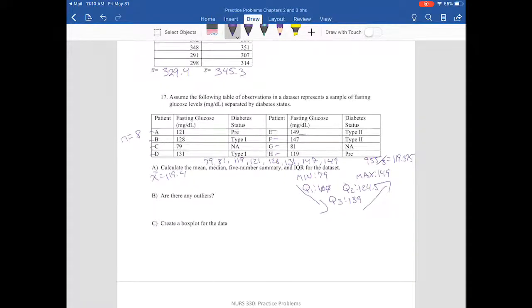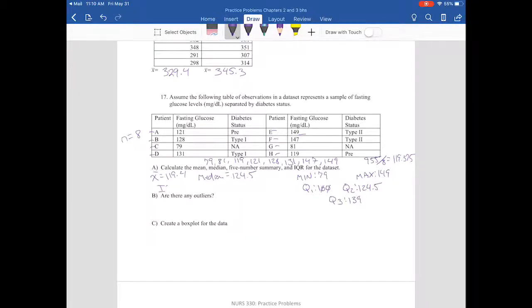Our median value is... I'm sorry. This part's off. I'm going to erase that. Sorry, everyone. Because remember, it goes from min, Q1, Q2, Q3, then max. Remember, Q2 is your median value here. So the median is going to equal 124.5, which is what your Q2 should be. So make sure you understand this ordering should be in order.